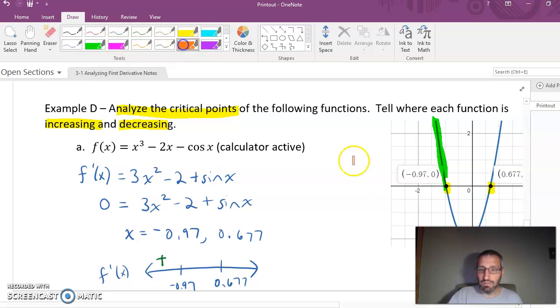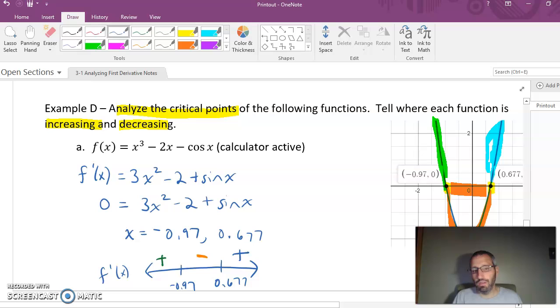Between negative 0.97 and 0.677, the first derivative's graph is below the x-axis, so I think that means that the output is negative. And then on the last section over here, you get the idea. Starting at 0.677, moving on to infinity, we're back above the x-axis again. So hopefully that helps us see what's happening with our derivative there.